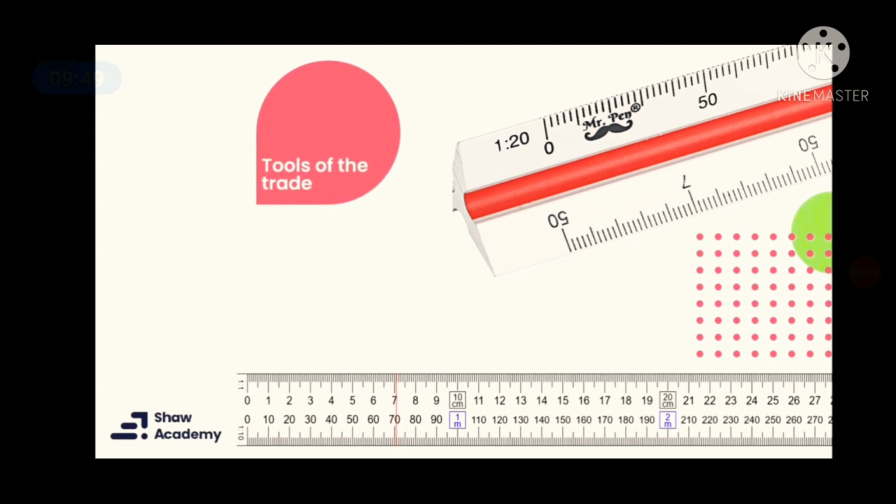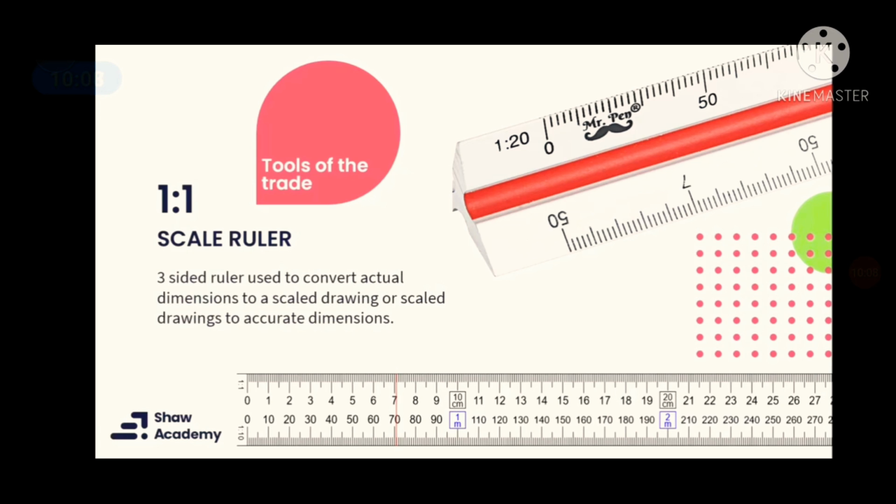So what is a scale ruler? A scale ruler is a three-sided ruler that we use to convert actual dimensions to a scale drawing or scaled drawings to accurate dimensions without having to use maths or a calculator to work out ratios of changing existing dimensions to fit the scale of our page. I know a bit of a mouthful, but an important fact to understand. So let's look at how to read the scale ruler.